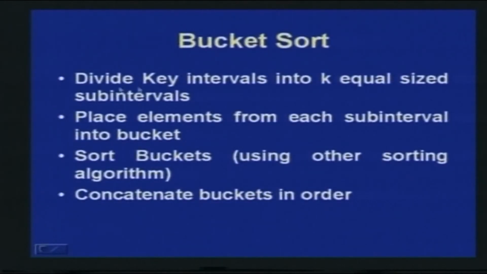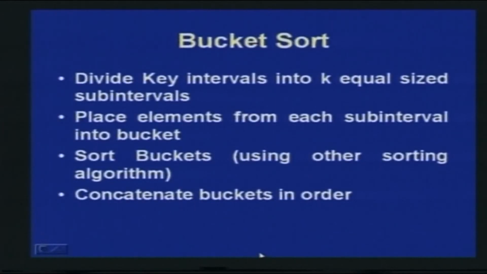We had comparison methodology and counting methodology. Now, one example of this counting method is the bucket sort. You divide key intervals into k equal size sub intervals and place elements from each sub interval into a bucket, and it sorts the bucket. It will use some other normal sorting algorithm for this, and then it merges the buckets together. So, that is the bucket sort, which is again a counting type algorithm.